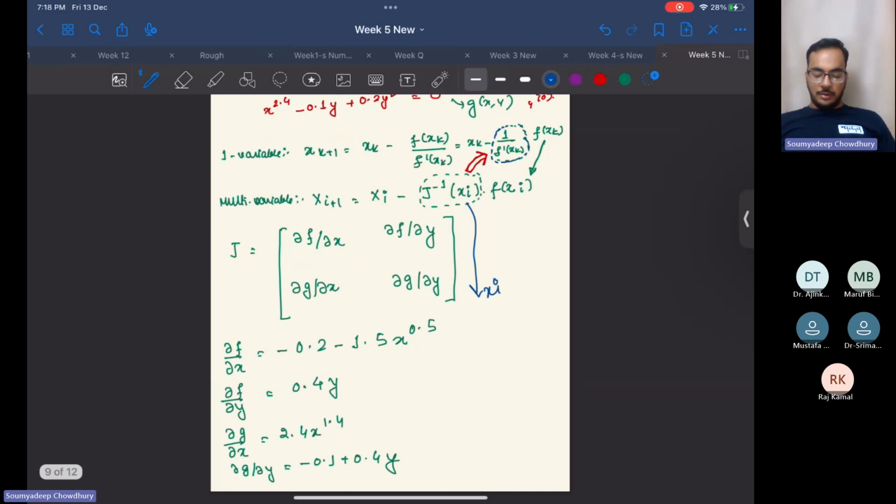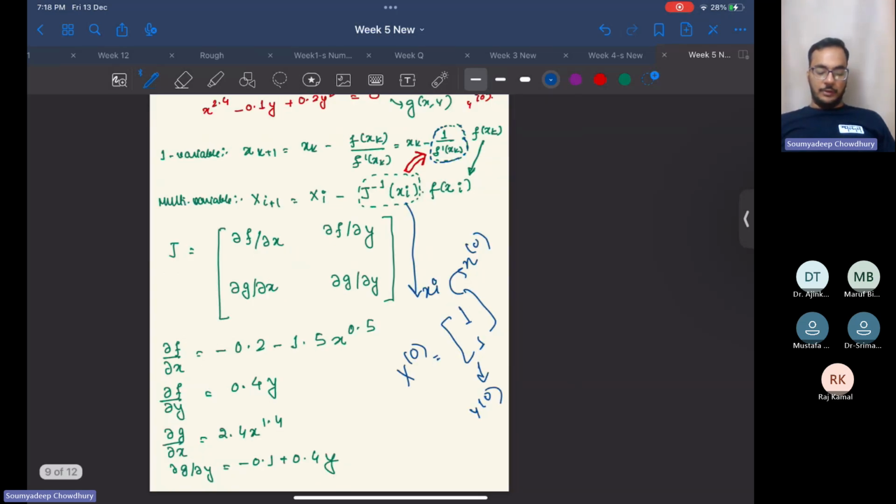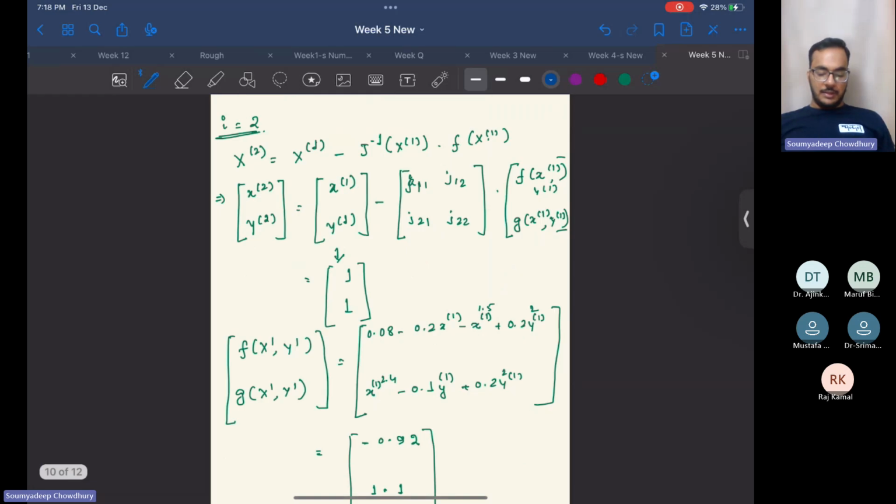Now you have your initial value, 1, 1. So basically your x of 0 is 1 and y of 0 is 1. You substitute this in the partial derivative values and form the J matrix. Then this is your iterative formula: x2 equals x1 minus J inverse at x1 into f of x1.